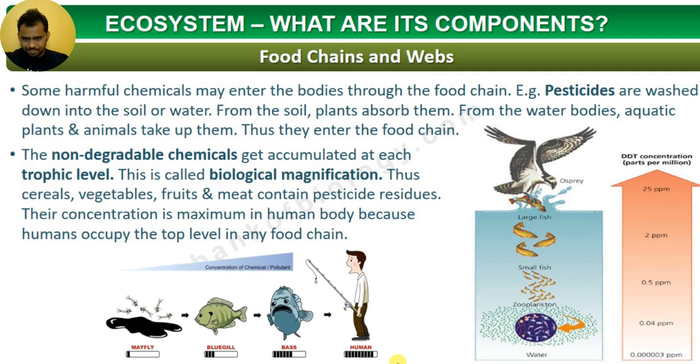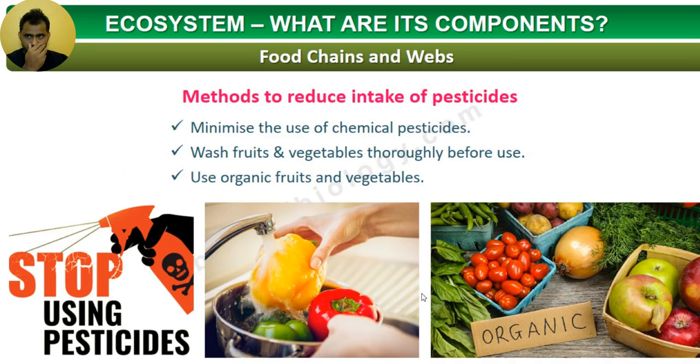See, there is a mayfly, and the bluegill eats it. It gets the biological magnification in it. Bass gets it. If humans eat the fish, we get this. Even in water, zooplankton is eaten by small fish, then large fish, and then the osprey. So the osprey will get the highest level of biological magnification. Okay, now let's move ahead.